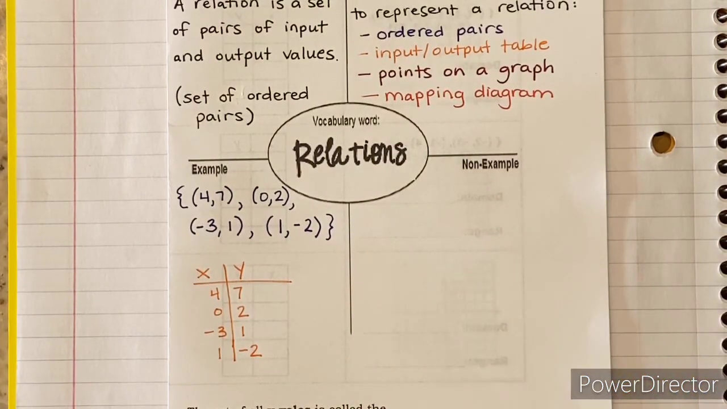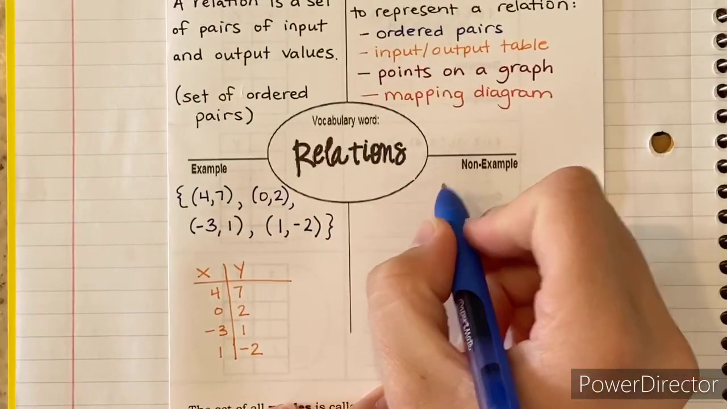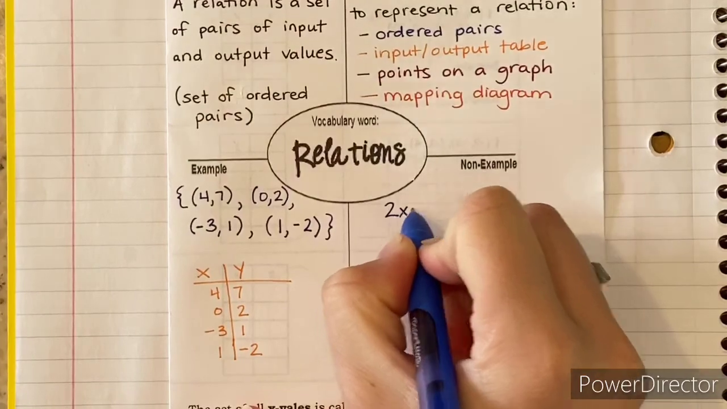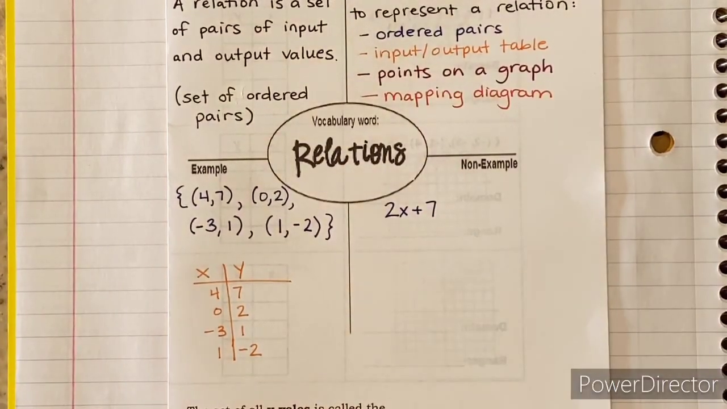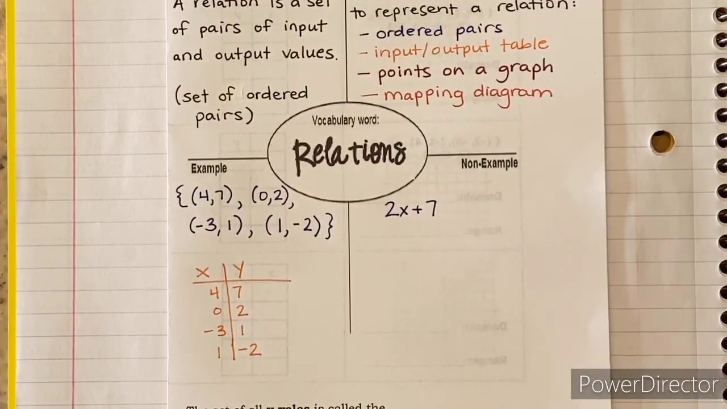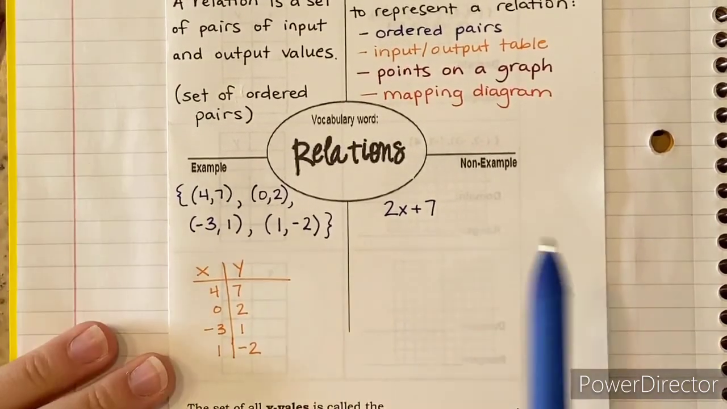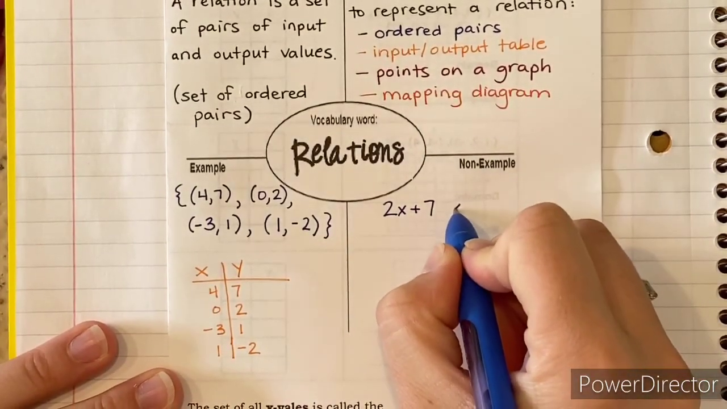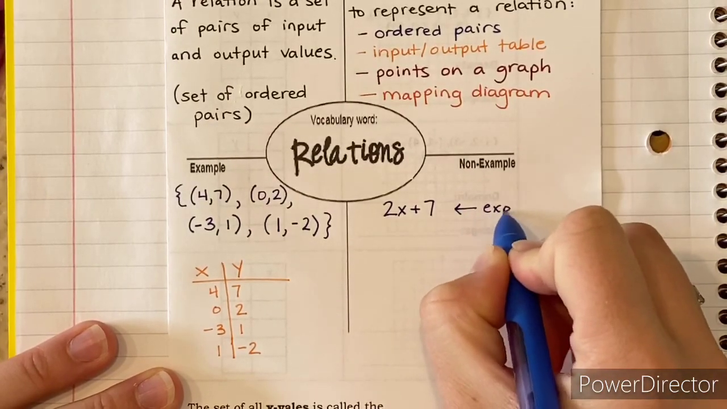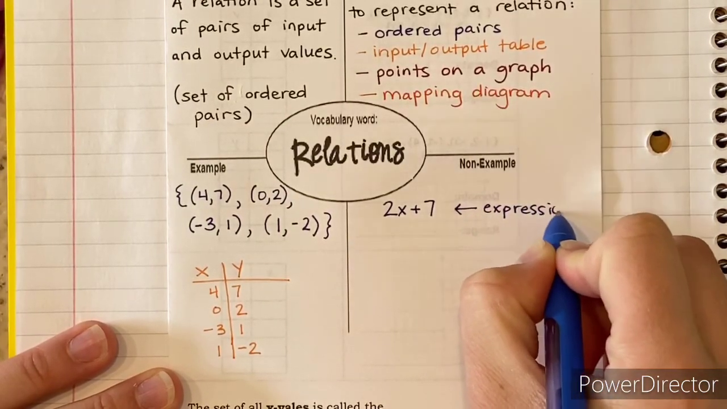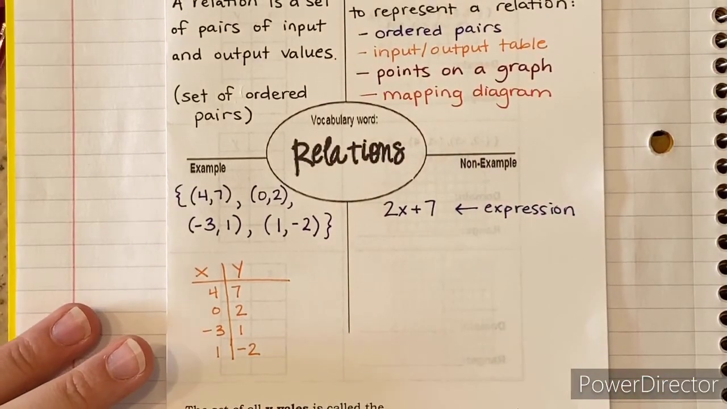So let's get a couple of non-examples, which are pretty easy to come up with. You just come up with something that's not an ordered pair. So we'll start with this one, 2x plus 7. Now, if I were to ask you, is this an expression, equation, or an equality, you would hopefully be able to answer me. This is an expression because it does not have an equal sign.